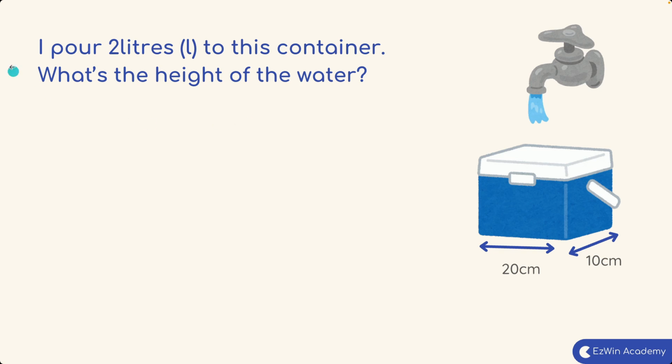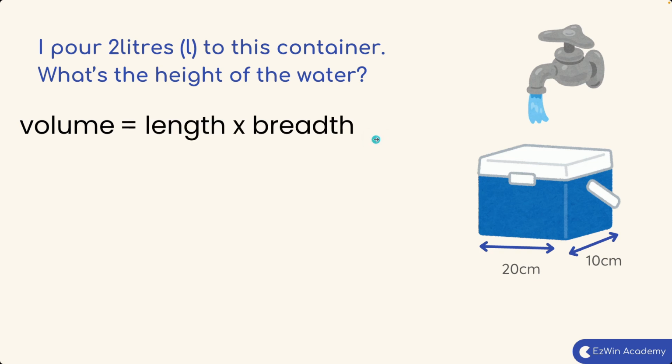So the last question says, I pour 2 liters into this container. What is the height of the water? So very similar to the previous question. So we know our length and breadth, which is 20 centimeters and 10 centimeters. How do we get the height? So first we get the volume, and then we get length times breadth times height. And we just put it here so that we have a basic understanding.